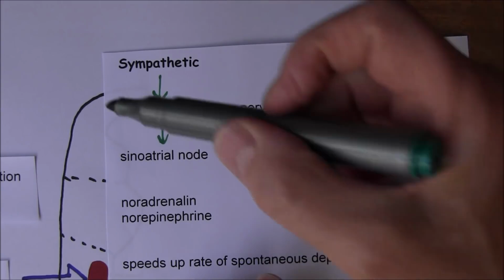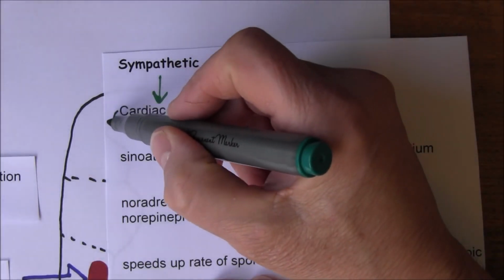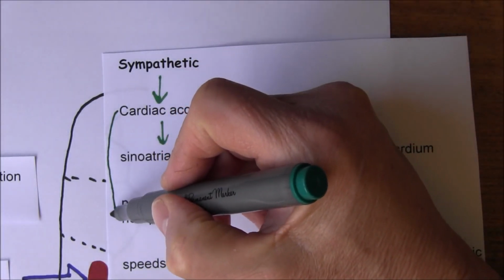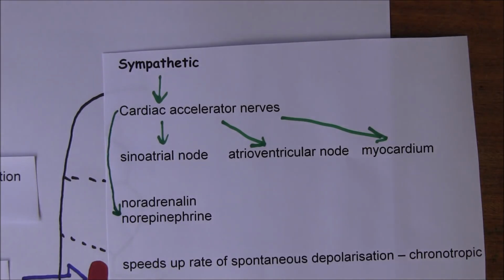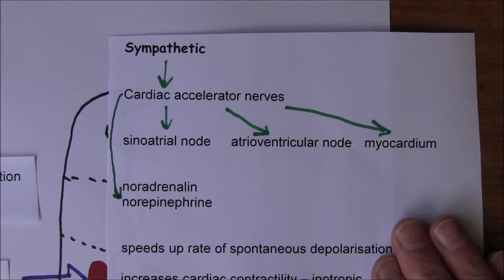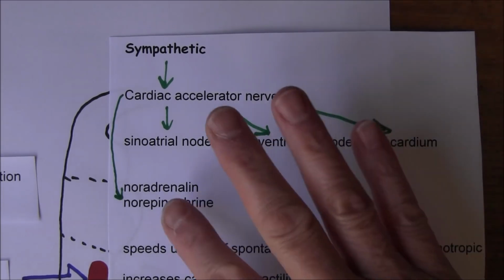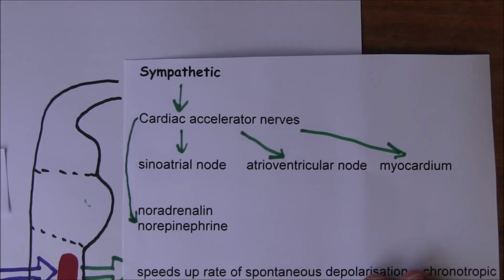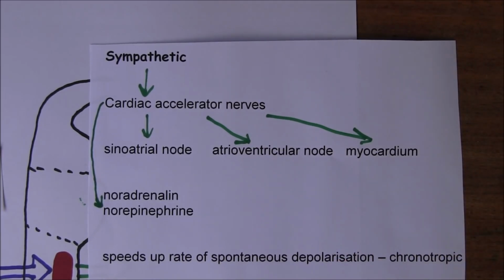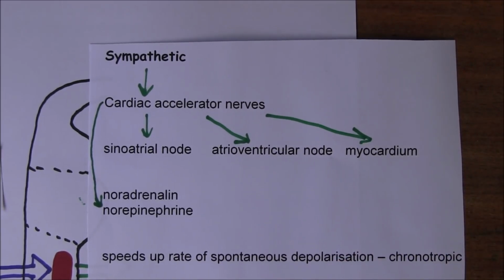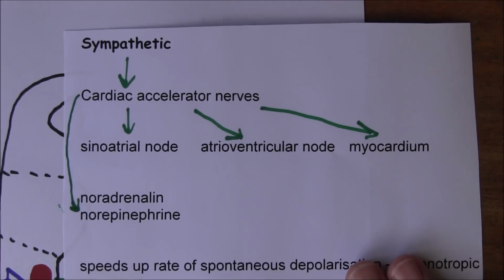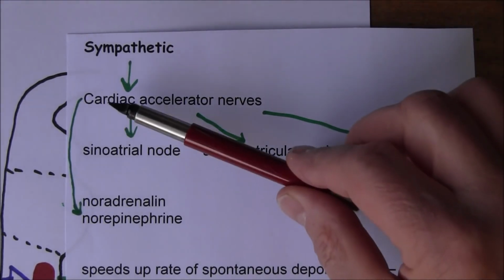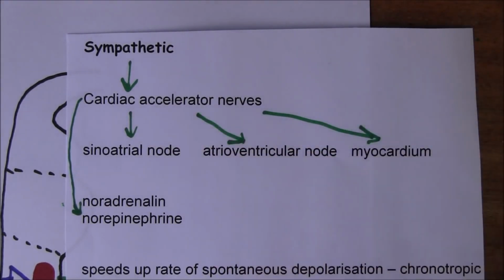Now, these cardiac accelerator nerves are also going to release noradrenaline. Now, norepinephrine and noradrenaline are exactly the same molecule. They're exactly the same thing. So when you see norepinephrine or noradrenaline, it's exactly the same thing. Don't worry about it. So the sympathetic nerve endings are going to release noradrenaline.